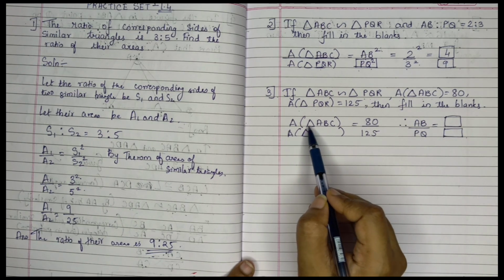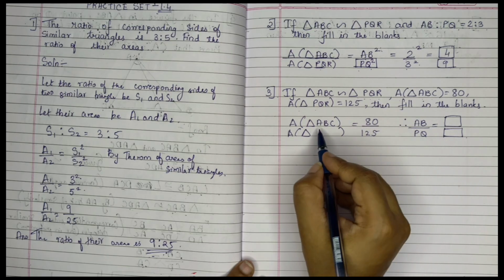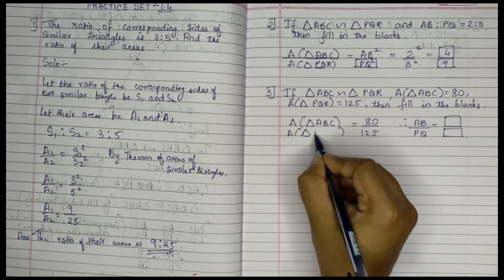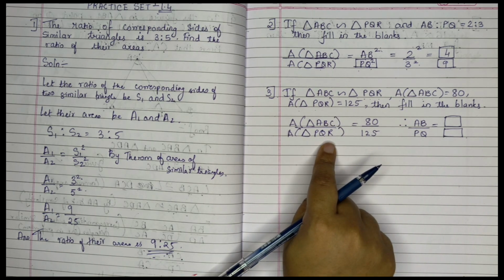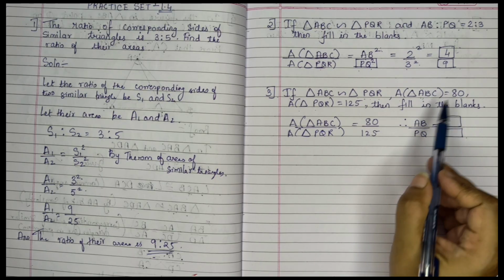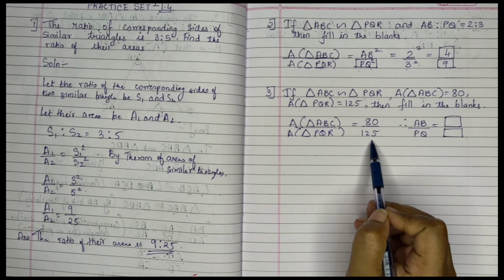Suppose see, area of triangle ABC upon area of triangle PQR. So here we will write PQR, because these two triangles are similar. Now area of triangle ABC is 80 and PQR is 125.